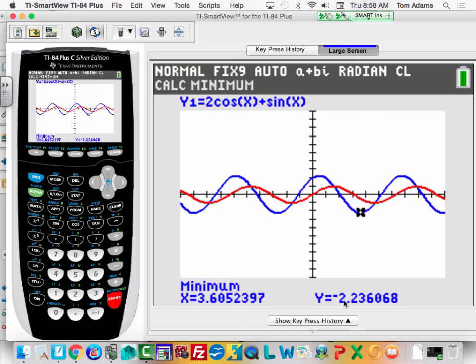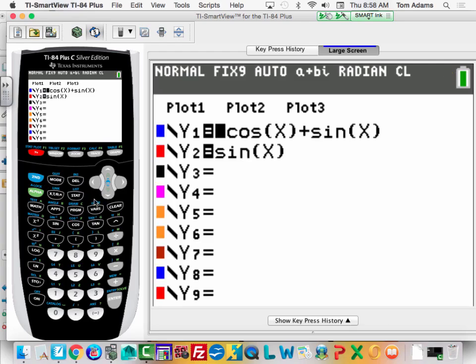So anyways, it's negative 2.236, right? So I feel pretty comfortable in saying that my amplitude is 2.236. So what I'm going to do here is say 2.236 times sine of x.